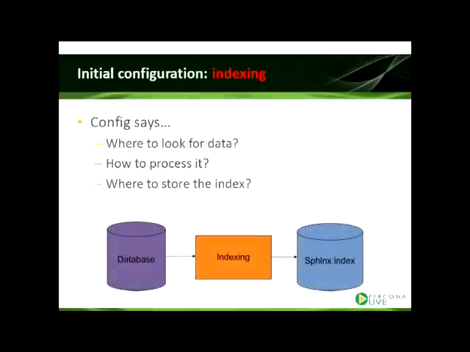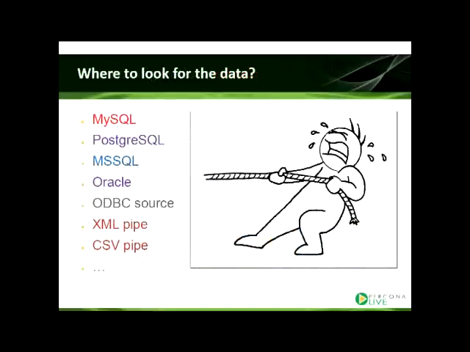And the only thing is just to configure it properly, just to tell Sphinx where to get the data, how to process it, and where to store actual indexes. You have a variety of options. You can get data from MySQL. You can get data from MSSQL, Postgres, XML pipe. Oracle should be in that list. We missed that in slides. And CSV pipe as well.